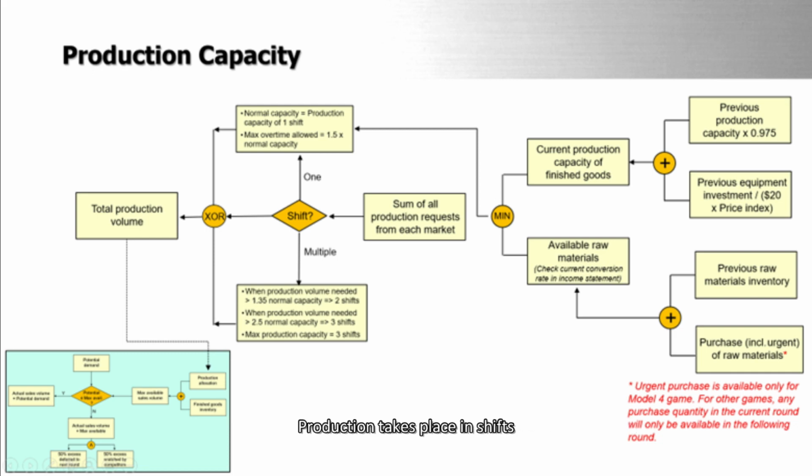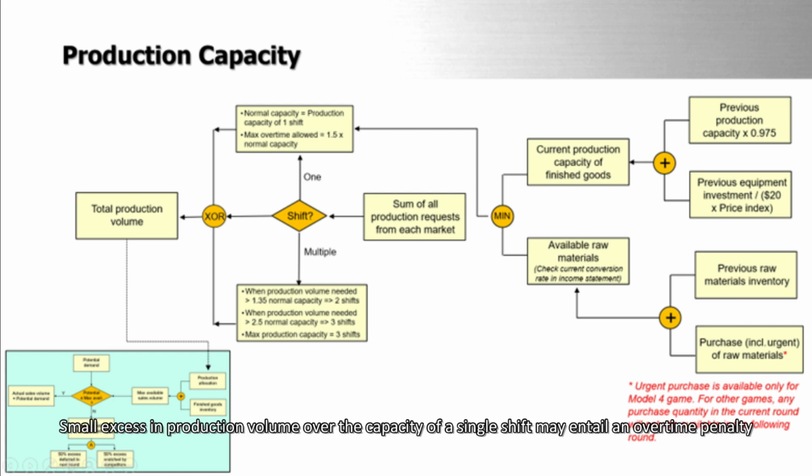Production takes place in shifts. Production volume exceeding the capacity of one shift entails additional costs. Small excess in production volume over the capacity of a single shift may entail an overtime penalty. Larger excess of production volume over the capacity of a single shift could invoke additional production shift not justifiable by the amount of excess.